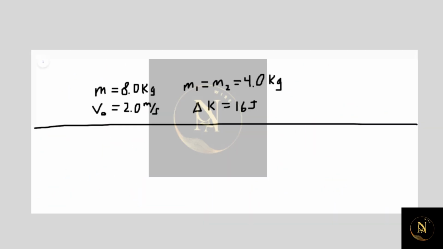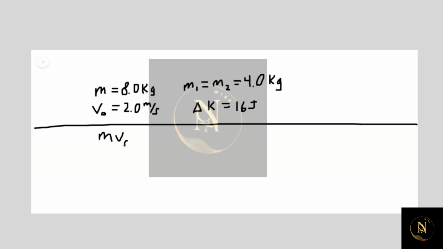Our question says a body is traveling at 2 meters per second along the positive direction of an x-axis. No net force acts on the body. An internal explosion separates the body into two parts, each of 4 kilograms. So I say M1 equals M2 is equal to 4 kilograms, and the total mass, which I call M, is 8 kilograms. And it increases the total kinetic energy by an amount of 16 joules.